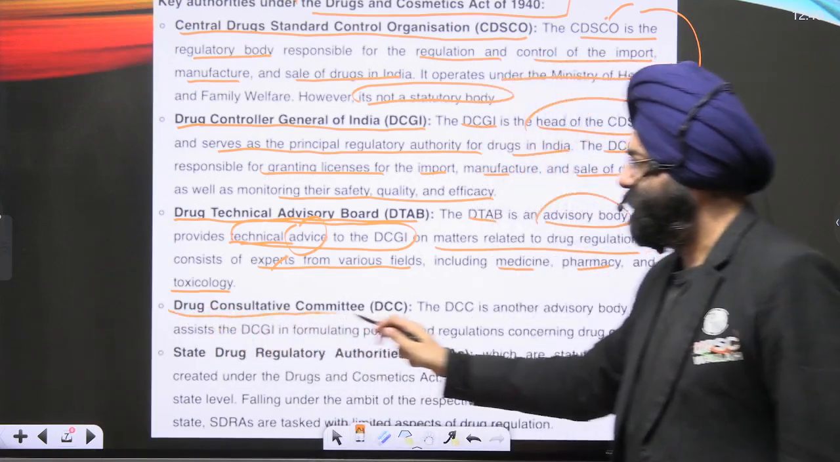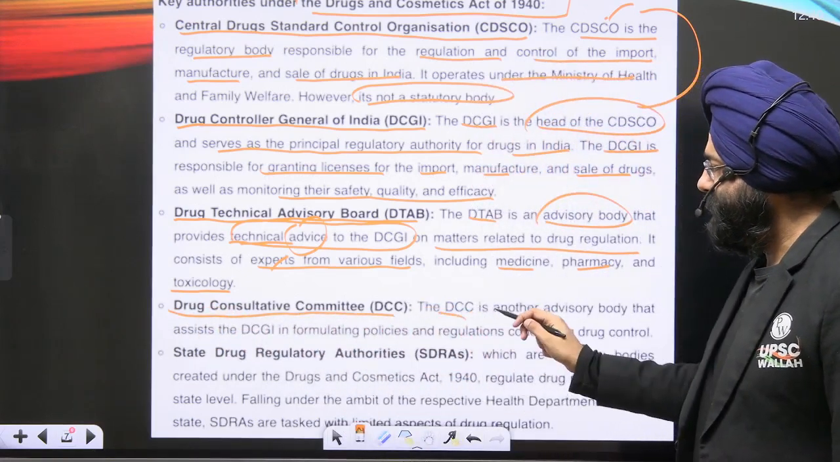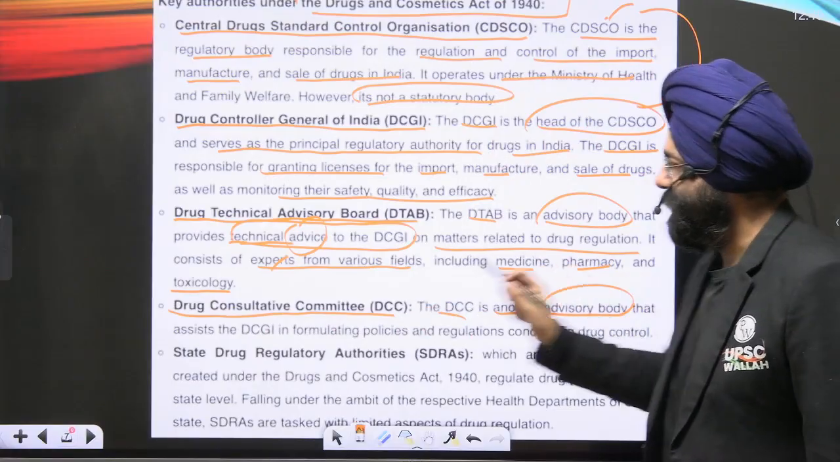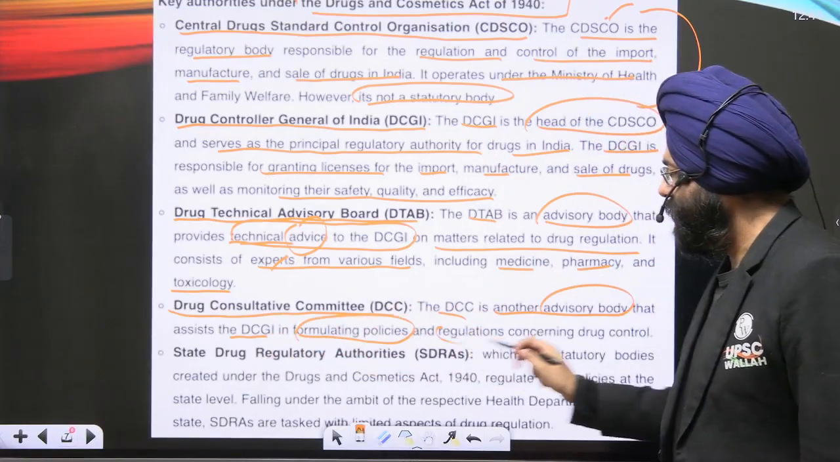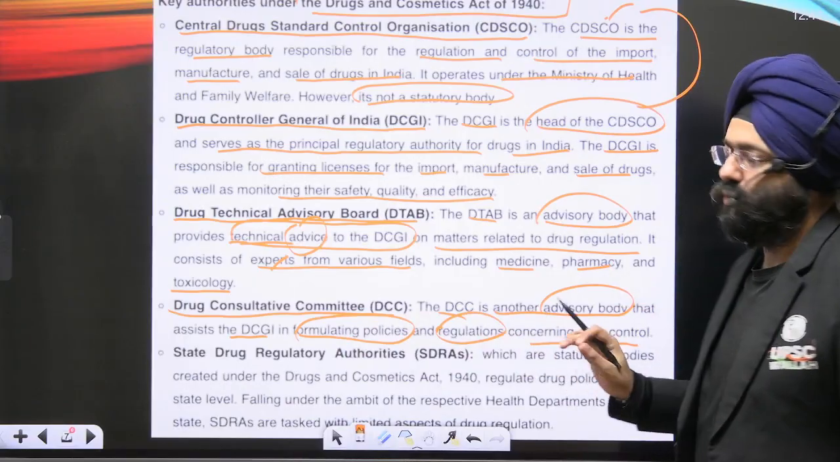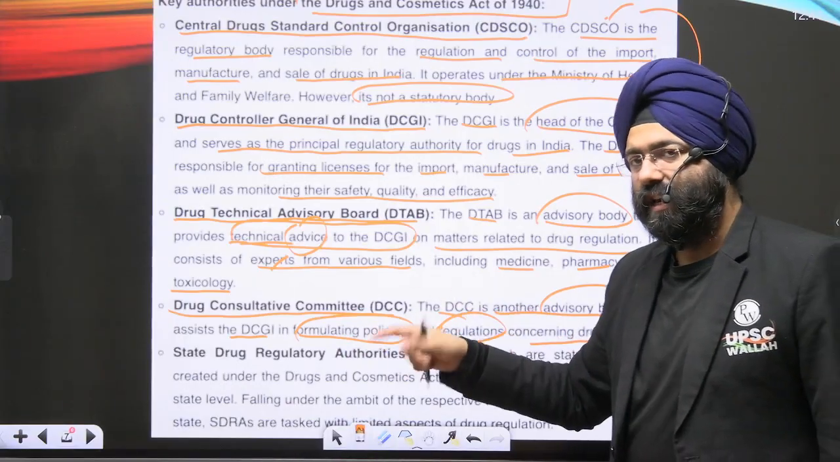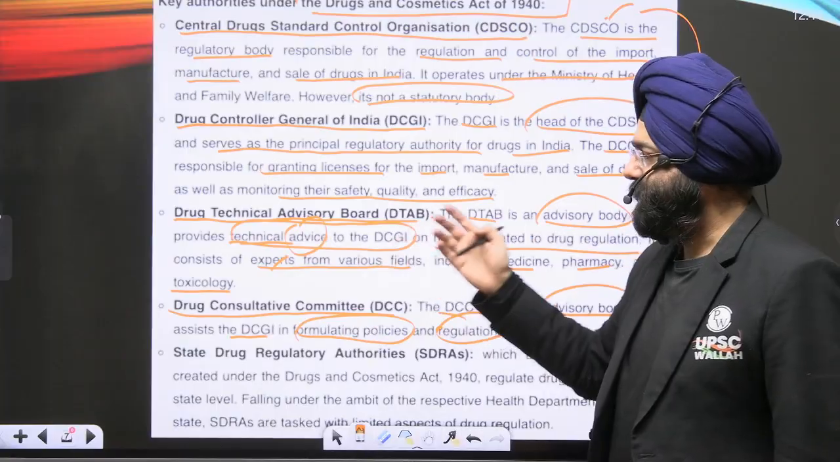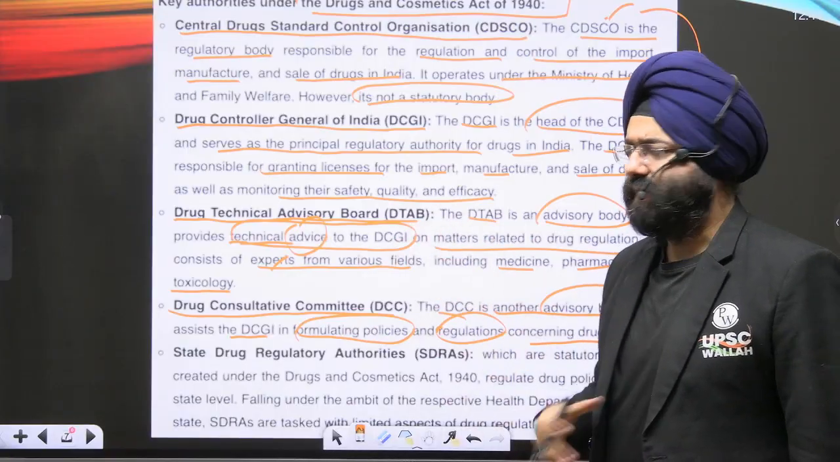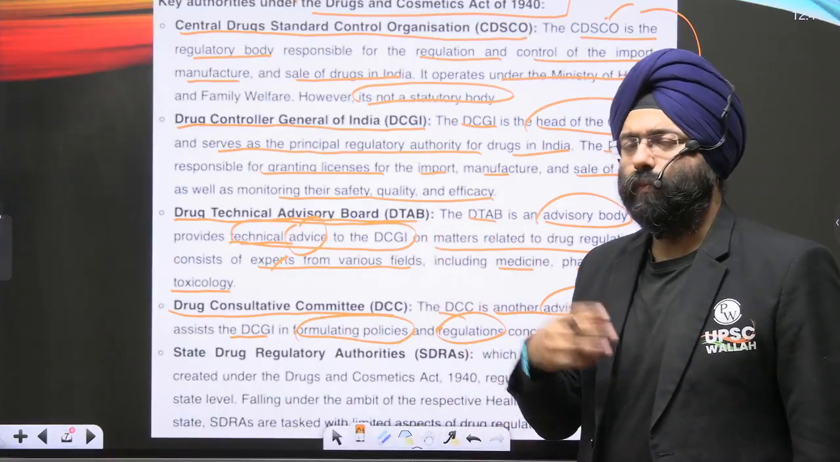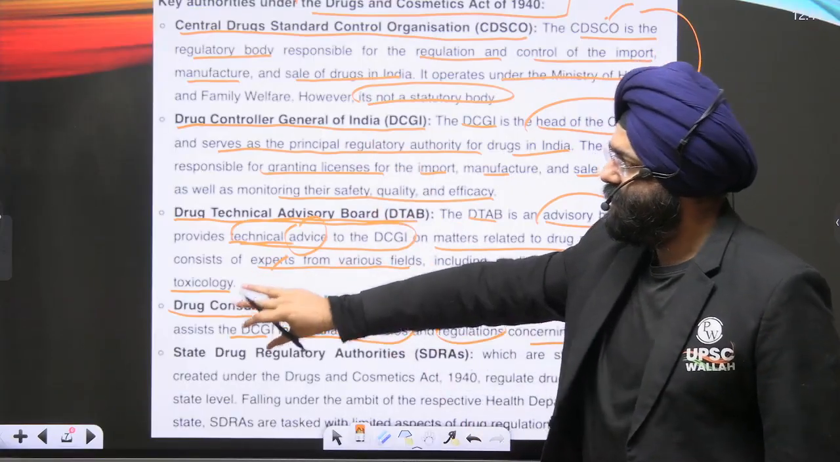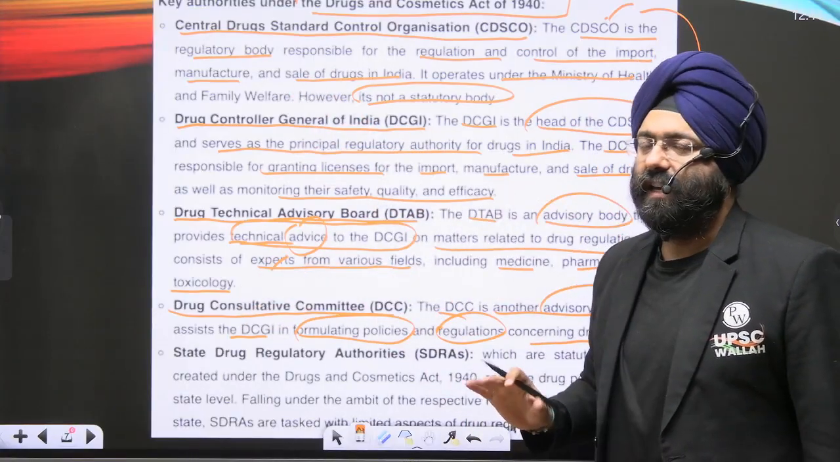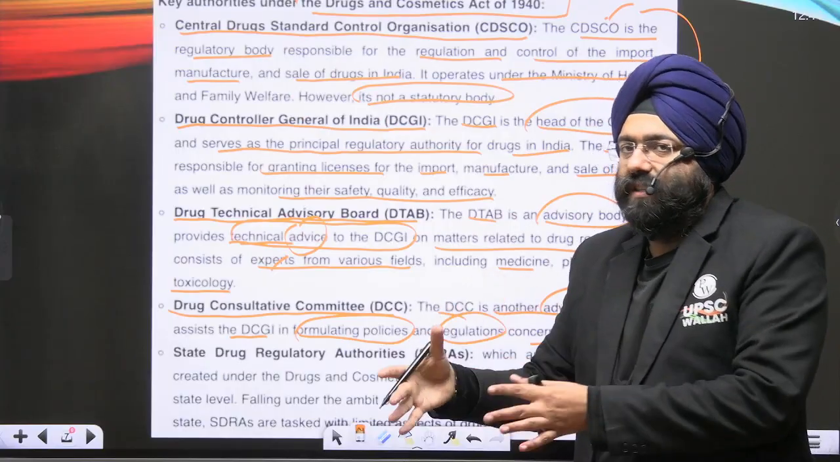Drug Consultative Committee, DCC. DCC is another advisory body that assists the DCGI in formulating policies and regulations concerning drug control. Again, it has experts from various areas: doctors, the pharmaceutical sector, the toxicology sector, and bureaucrats also, along with the DCGI. So again, this is a consultative committee which advises the DCGI on framing the policies.